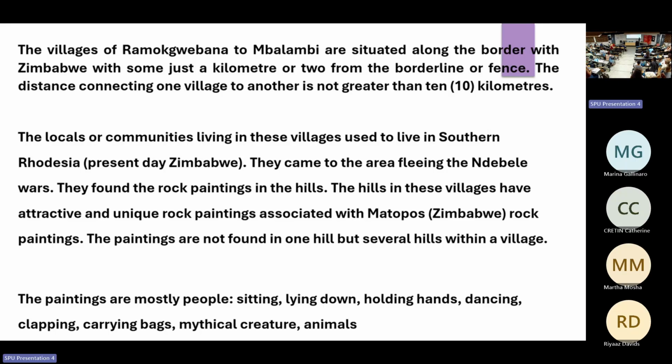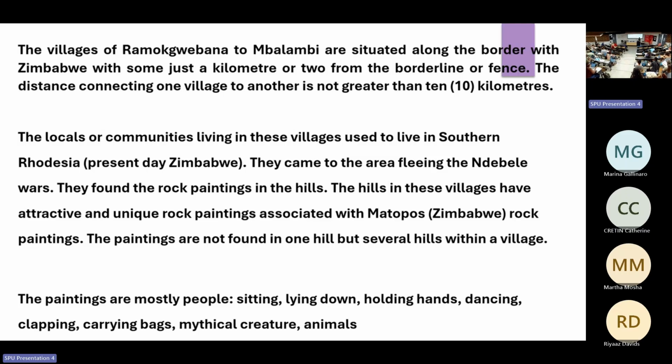In the Northeast District, the villages of Ramokhebana to Mbalambi are situated along the border with Zimbabwe, with some just a kilometer or 2 from the borderline or fence. The distance connecting one village to another is not greater than 10 kilometers. The communities living in these villages used to live in southern Rhodesia, which is present-day Zimbabwe. They came to the area fleeing the Ndebele Wars.